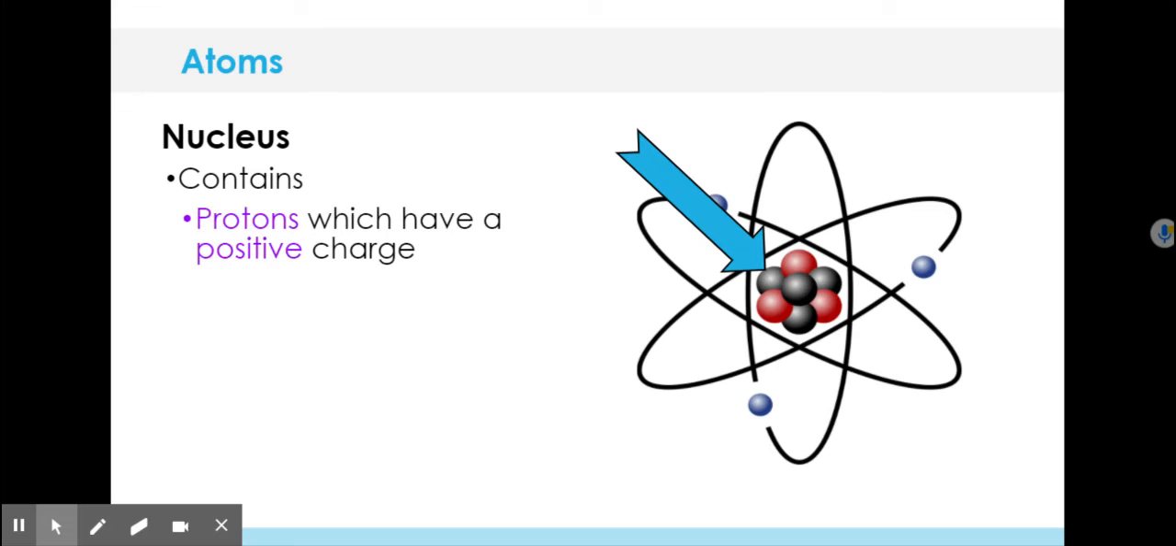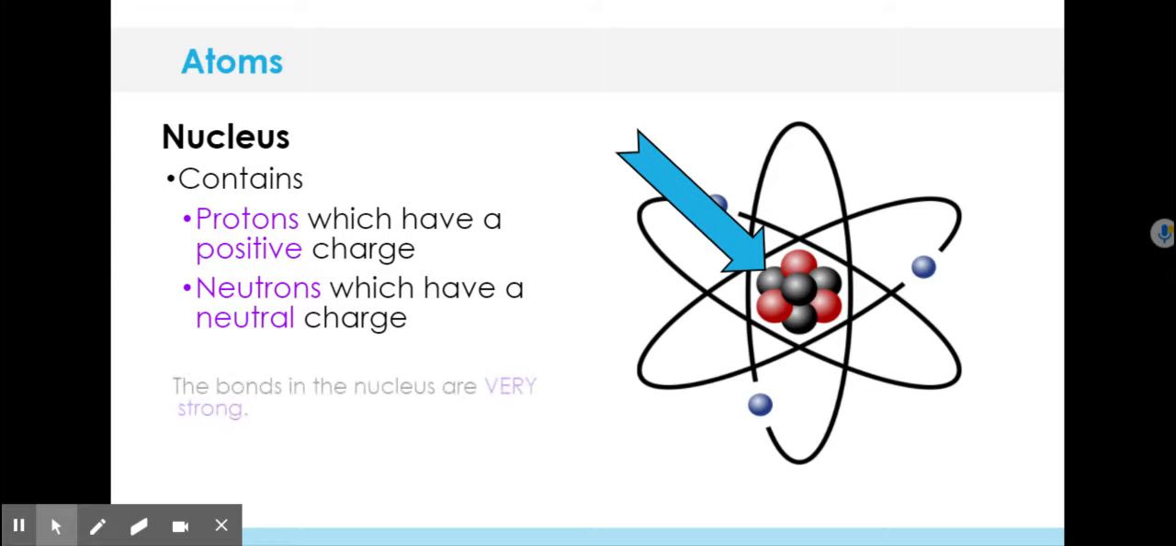The nucleus contains the protons, which have a positive charge, the neutrons, which have a neutral charge. And the bond in the nucleus is very strong. There's a strong bond between the protons and neutrons.